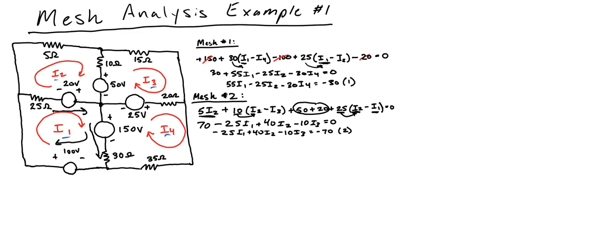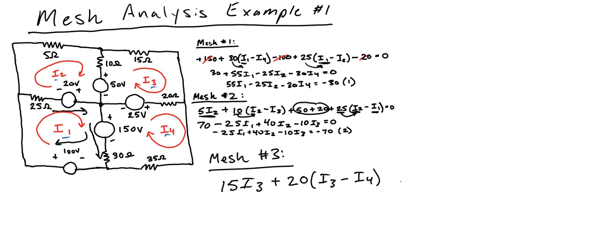Okay, moving on to mesh 3. Starting with the 15 ohm resistor, we've got 15 I3, plus the 20 ohm resistor, 20 times I3 minus I4, plus the voltage source of 25, minus the voltage source of 50, plus 10 times I3 minus I2. Okay, that equals 0.